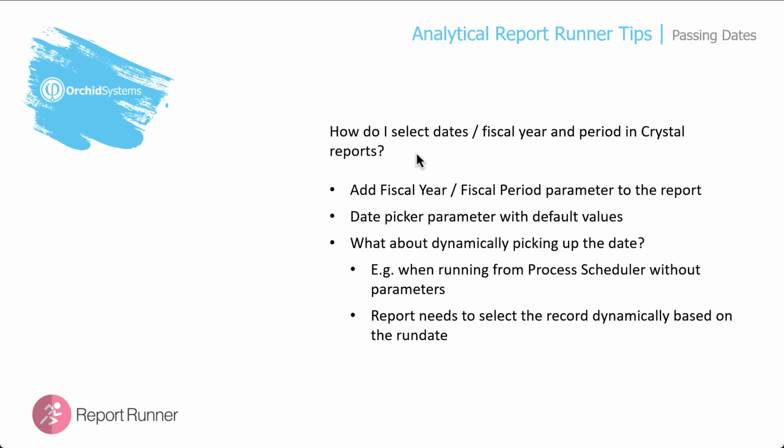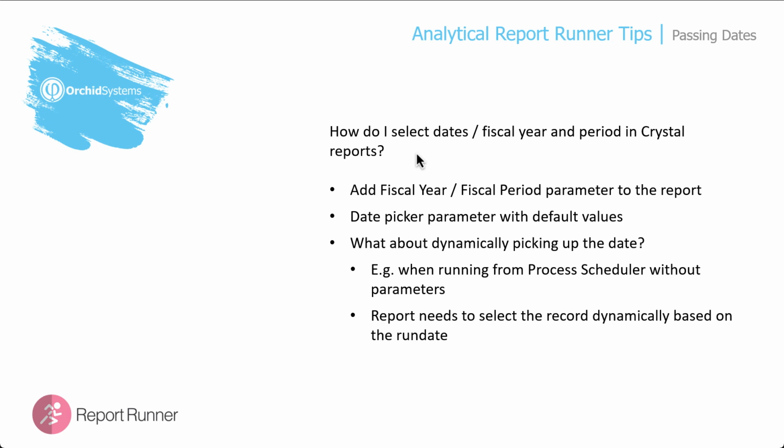But a very common question is, what about dynamically picking up the date? For example, when you're running from process schedulers and you can't pass a parameter to a report, all process scheduler knows is that we're running the report today. In such cases, the report itself needs to select the records dynamically based on the run date.